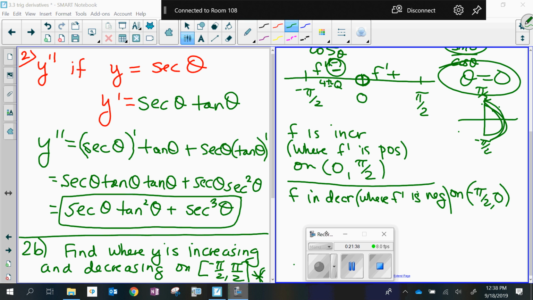Why did I pick what? Well, the problem told me that in the first place. Find where y is increasing on negative half pi to half pi. So yes, because otherwise we'd have to consider it all.